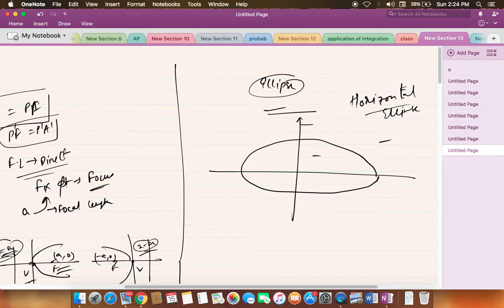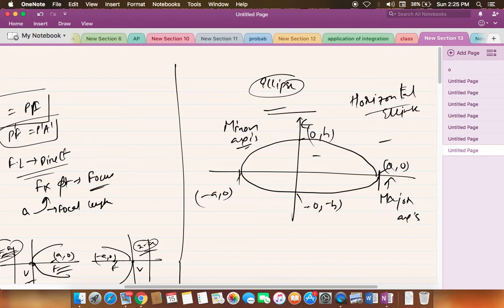Basically it has two axes, one is major and one is minor. The longer length is called the major axis and the shorter one is called the minor axis. The coordinates are a comma 0, minus a comma 0, 0 comma b, and 0 comma minus b. Now it has two foci, this is f1 and this is f2.